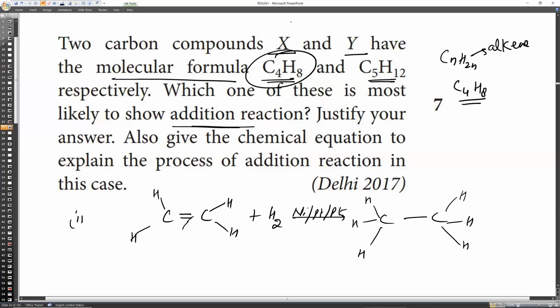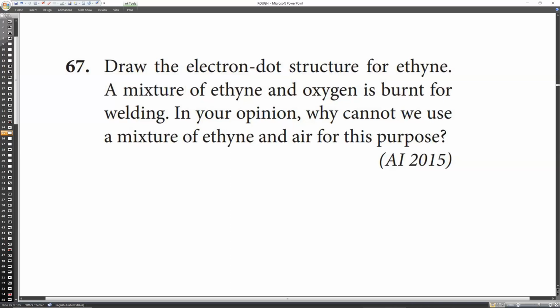The electron dot structures generally come in the examination, so the electron dot structure must be there. If we take this one, here is the question: draw the electron dot structure of ethyne. Ethyne has a triple bond. A mixture of ethyne and oxygen is burned for welding. In your opinion, why can't we use the mixture of ethyne and air for this purpose?